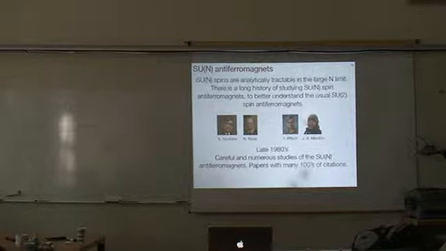This is close to 1,000. This is only 300 for some reason. Maybe because this was more attractive to fancy people than this. But from the point of view of antiferromagnetism, they were similar. And so those people studied SUN symmetric antiferromagnets for large n. So can we learn something from these papers?